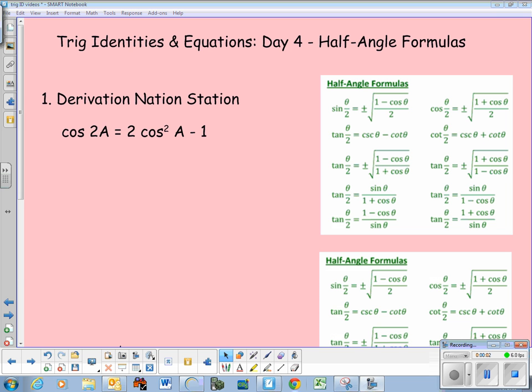We've made it to day 4 in our discussion of trig identities. Today's topic is going to be the half-angle formulas. Last video was on double angle formulas, so now we're going to see what happens if we do the cosine or the sine or the tangent of half of an angle, not double it.